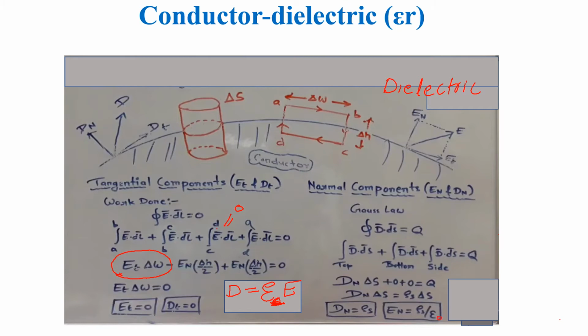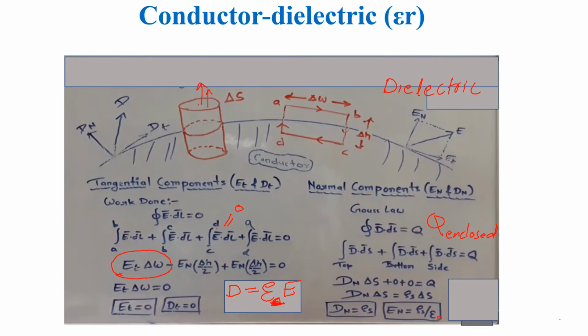Now for finding the boundary condition for normal components, we can use the Gaussian surface in the form of a cylinder as we discussed in the previous case. So here integral D dot ds equal to Q enclosed, the charge enclosed. There are three surfaces, one top surface, bottom surface, and the side surface. So for the top surface, D dot ds, that is Dn times delta s times cosine 0, because electric field is outward. This is a normal component, and area vector that is also outward. So both are in the same direction. Therefore, cosine 0 is 1.